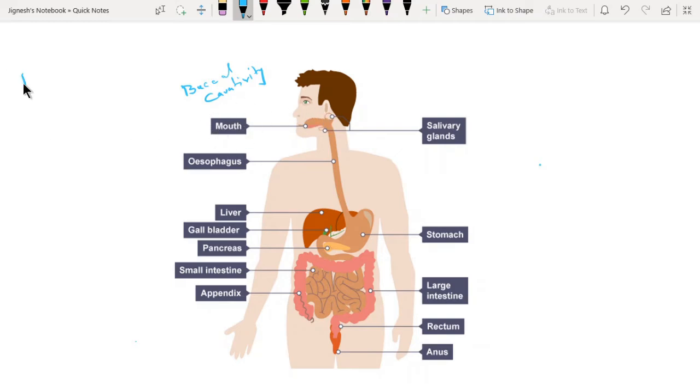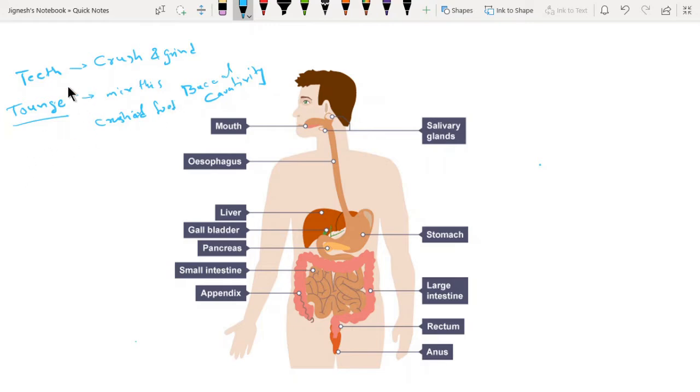In the mouth we have teeth and tongue. The tongue is a muscular organ. Teeth crush and grind whatever food we eat. It is converted into smaller parts, where the tongue helps to mix this crushed or ground food.